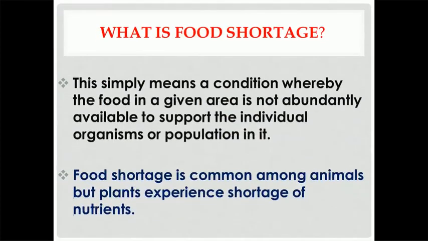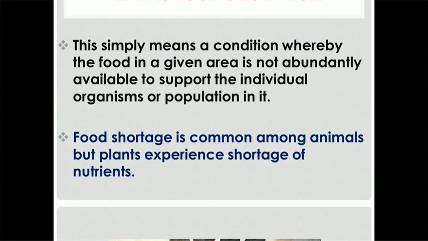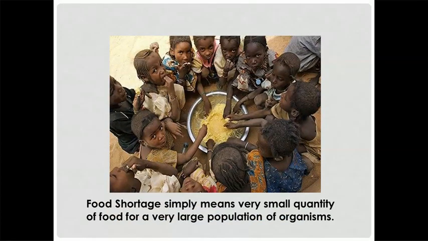What is food shortage? Food shortage simply means a condition whereby the food in a given area is not abundantly available to support the individual organisms or population in it. Food shortage is common among animals, but for plants, they are said to experience shortage of nutrients. Food shortage also simply means a very small quantity of food for a very large population of organisms.